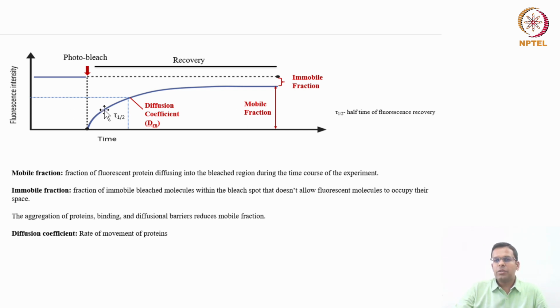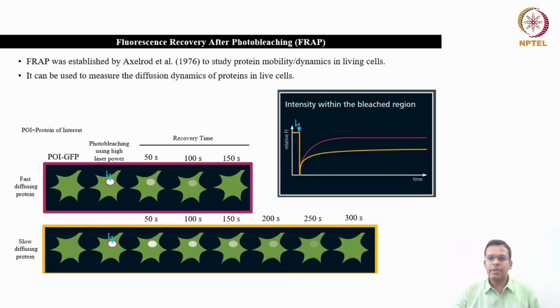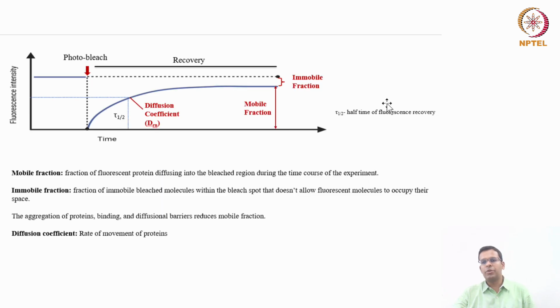Also, you can calculate the tau half. Tau half is the half time of fluorescence recovery. Suppose you have to compare the diffusion dynamics of two proteins, then you can look at these curves and extrapolate the line from the half of the fluorescence intensity to find out the tau half value for both proteins, and you can compare that protein A has a tau half of 30 seconds, whereas protein B has a tau half of 40 seconds. And also from this recovery curve, you can calculate the diffusion coefficient.